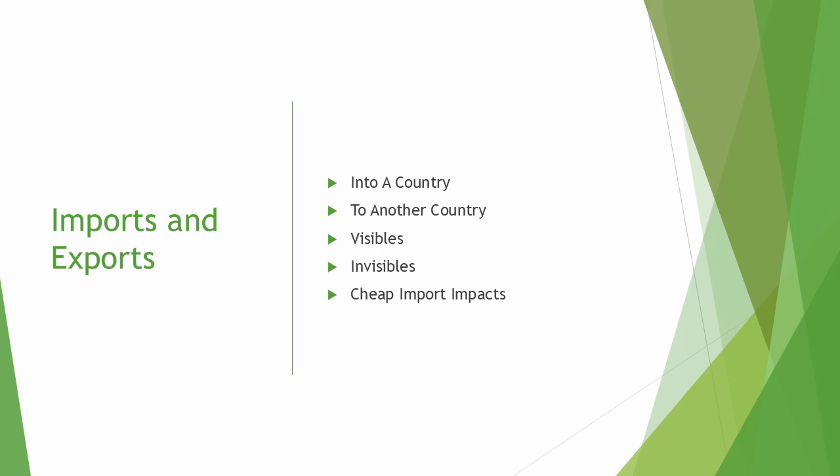Visible imports and exports are physical goods traded between countries, such as cars and food. Invisible imports and exports are services traded internationally, such as banking, tourism, and insurance. These factors affect international trade by determining a country's trade balance, influencing currency value, and shaping economic policies. The impact of cheap imports on standards of living is that they lower prices for consumers, increasing purchasing power and access to a wider variety of goods.